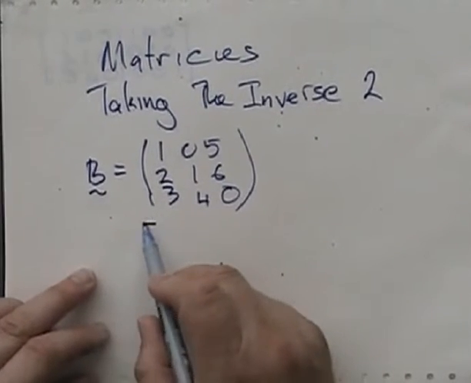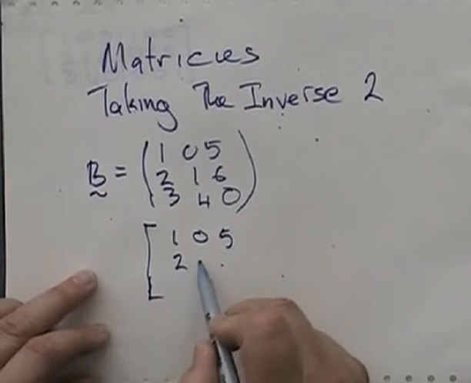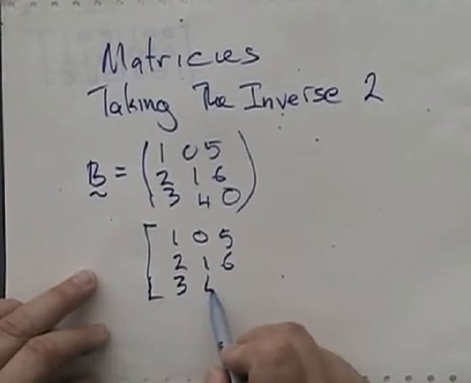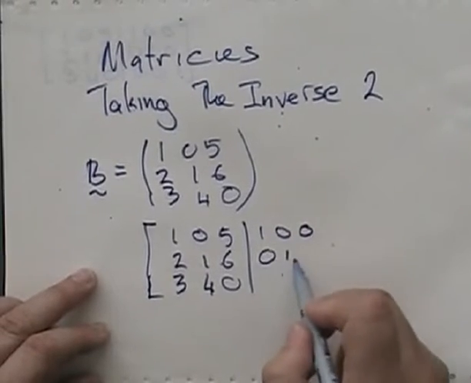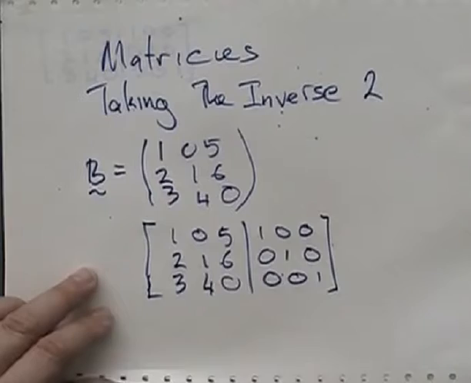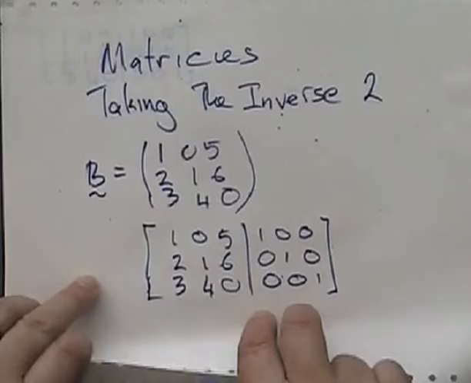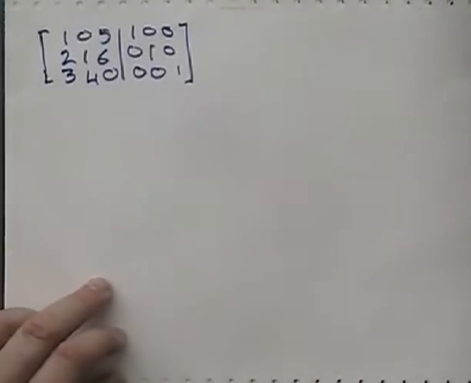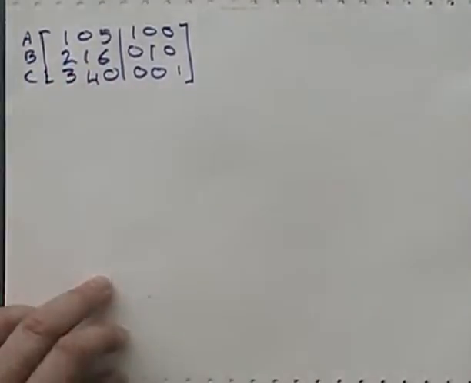So if I'm taking the inverse of this, remember I'm going to make a matrix like this: 2, 1, 6, 3, 4, 0. And I'm going to put the identity matrix on this side. And then I'm going to use the Gauss-Jordan method to make this side look like that side. So here's one I set up earlier. I'm going to call the rows A, B, C.